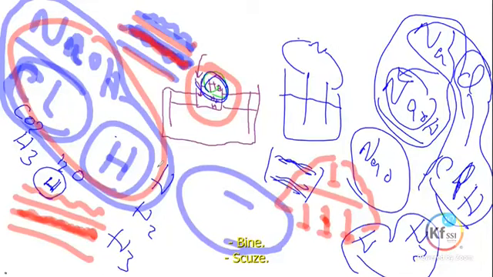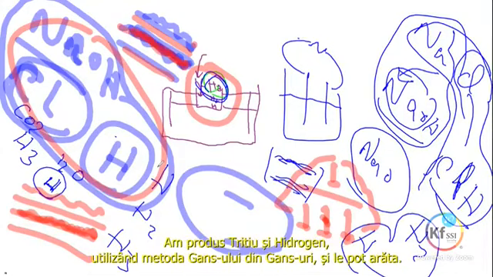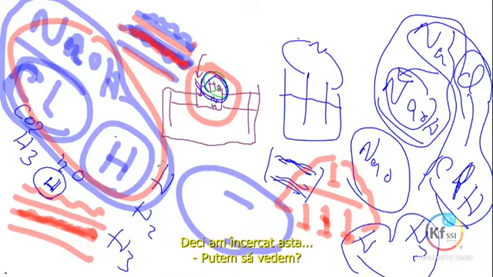Sorry. I have some comments or questions about this Gans of Gans. I have produced tritium and hydrogen using the Gans of Gans method, and I can show it. It's very similar to what Mr. Kesh was talking about a moment back about making hydrogen. So I've tried this. Can we have a look?